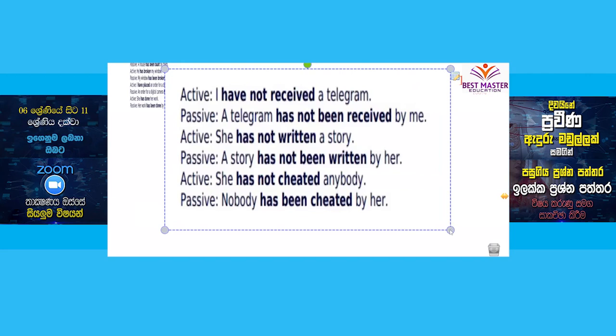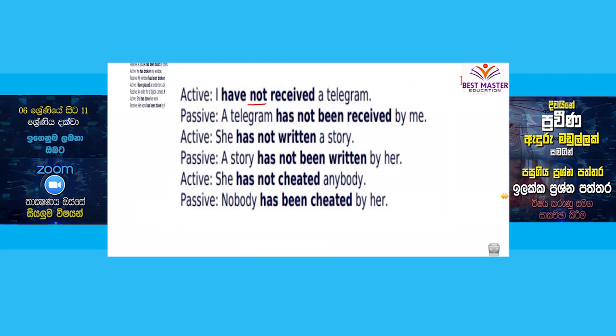I have not received a telegram. I have not received. Don't get any fear. Only the negative here, the word not. It is also part of a verb. Have not received is the verb here.